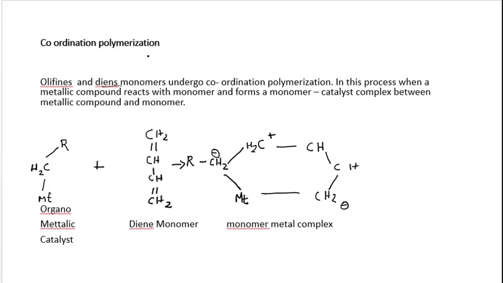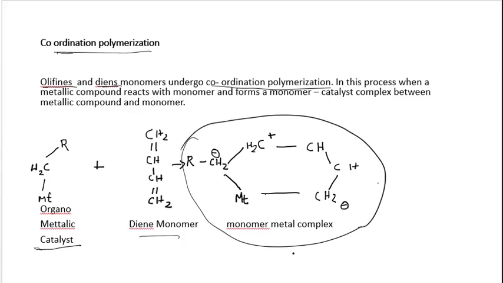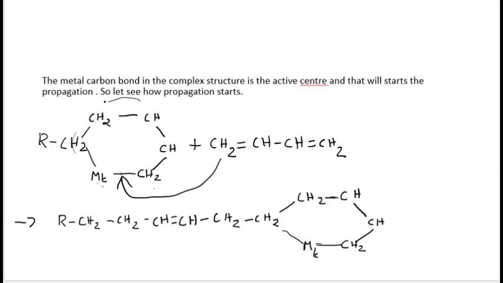Next, we can discuss polymerization based on coordination mechanism. Based on the coordination mechanism, polymerization is said to be coordination polymerization. Normally, olefin and diene monomers undergo this coordination polymerization. In this process, when an organometallic catalyst reacts with a diene monomer, we get a monomer metal complex. So, a complex structure is formed. There will be a formation of a bond between the metal ion and the carbon atom of the monomer. This is the active center which will initiate the polymer chain growth. This monomer catalyst complex will initiate the chain growth of the polymer.